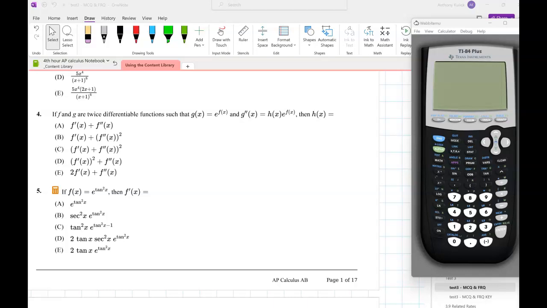Number 5 is also correct. That's just a double chain rule, right? So the first outer function is e to the x. So the derivative of that is just e to the inside, so e to the tan squared x. Then you have the derivative of tan squared x, which is another chain rule. The outer function is x squared, the inner function is tan x. So the derivative of the outside is 2 tan x, and the derivative of the inside is the derivative of tangent, which is secant squared. So there's what Brooke got, and we can see right away that's got to be choice D.